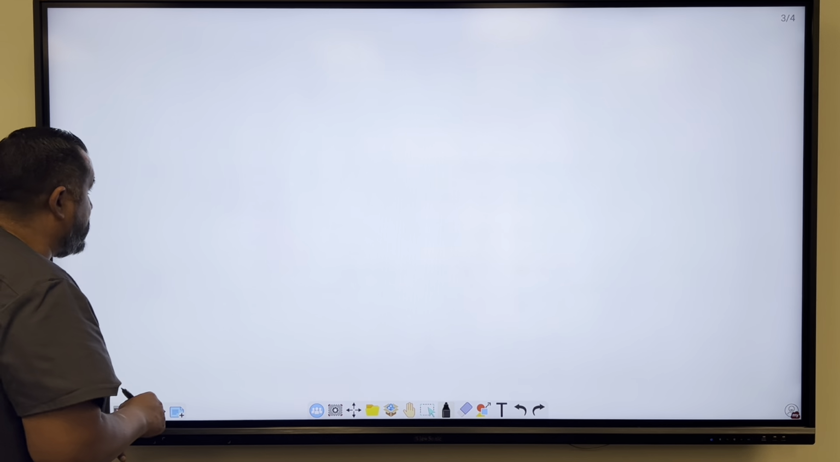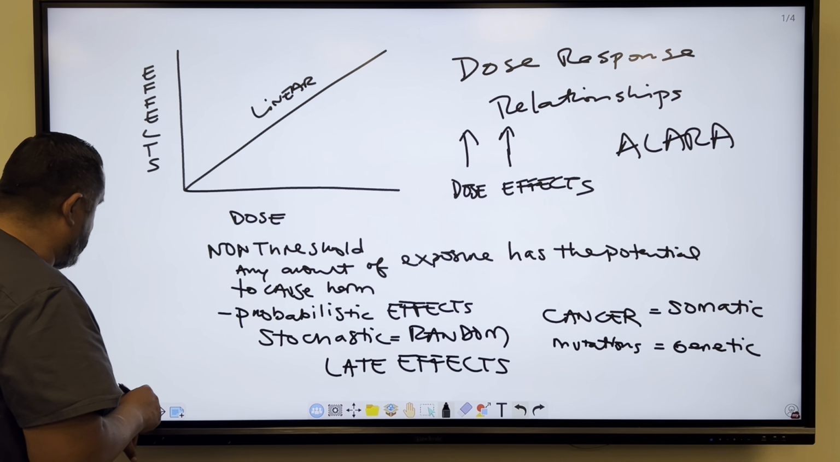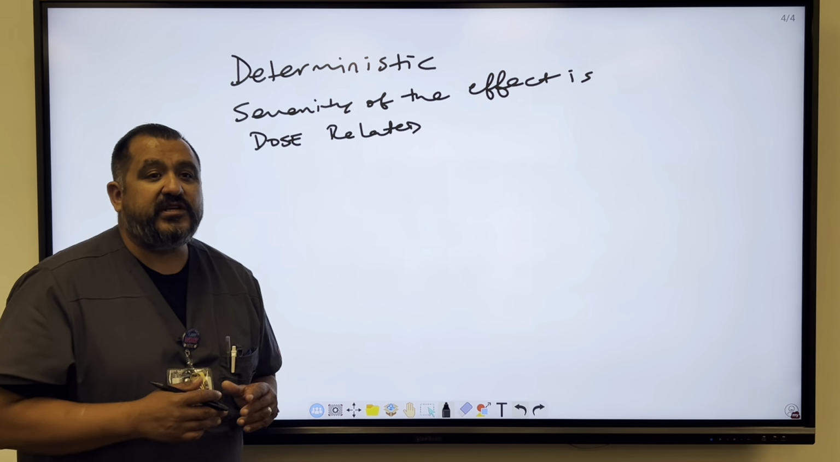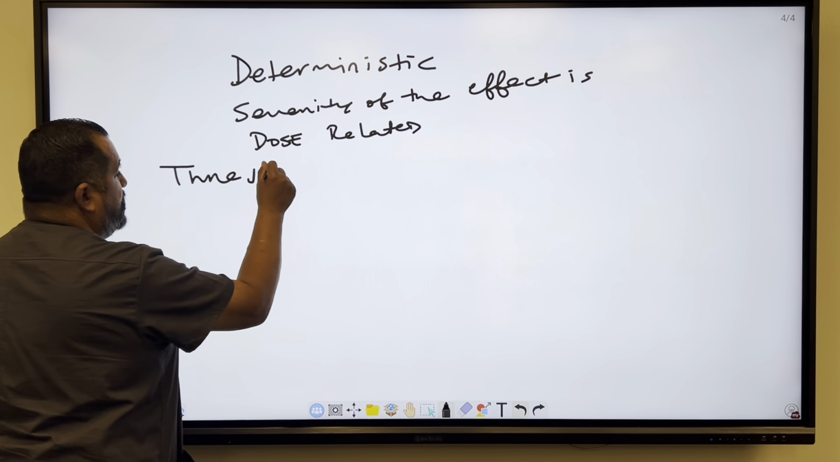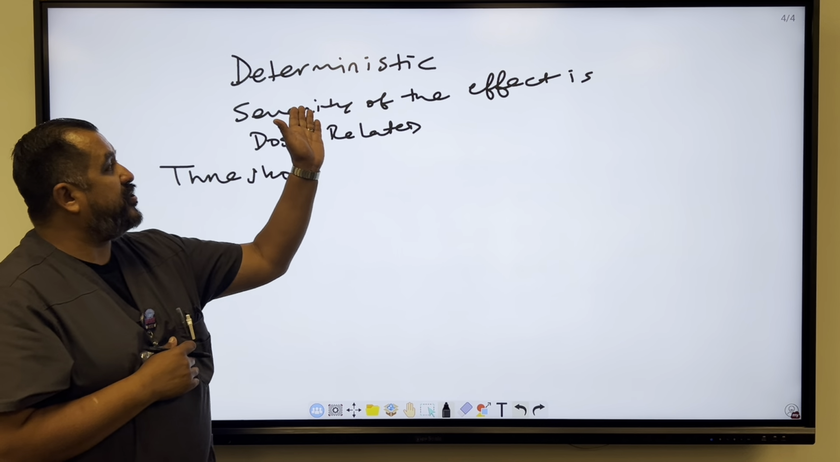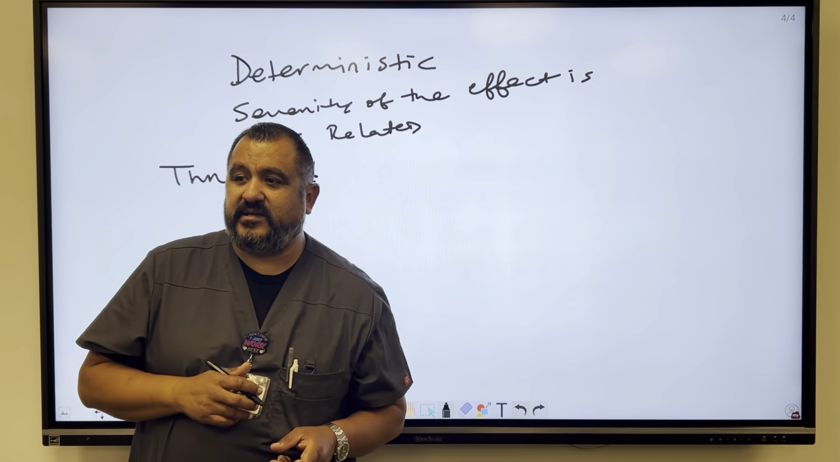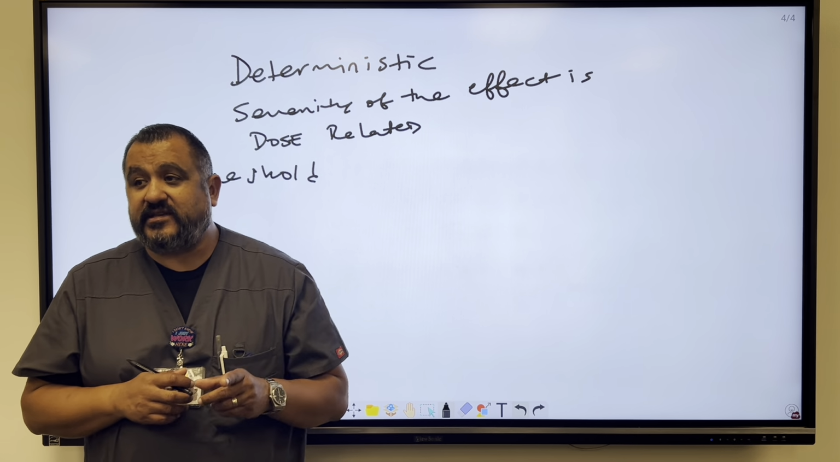So let's go back to this. All right. What happened to deterministic? All right, here we go. So deterministic are related to threshold dose responses. So we have threshold dose responses. So non-threshold was associated with stochastic, right? Sorry, stochastic is random.